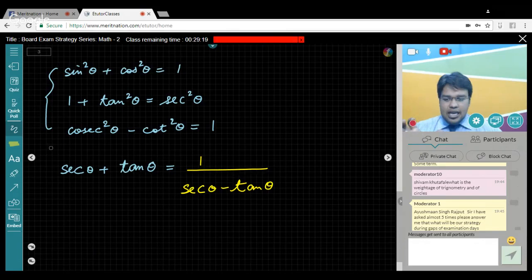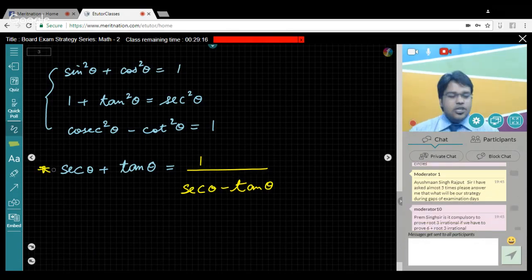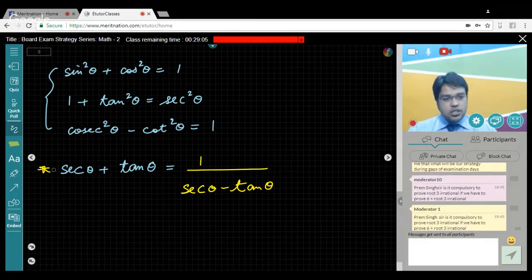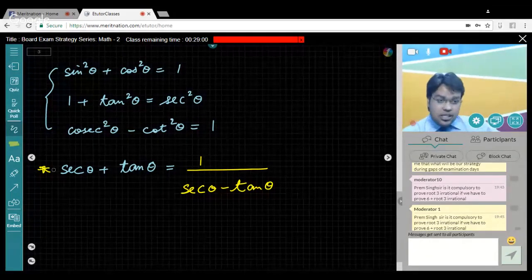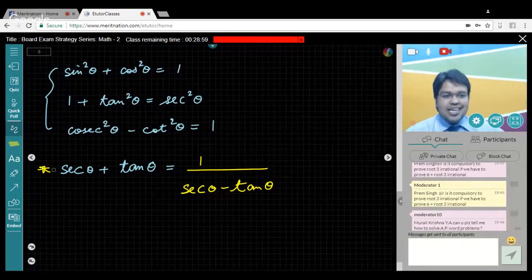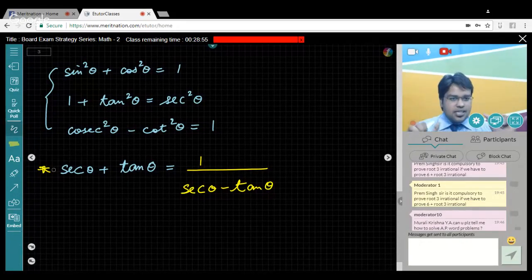So this is a slightly different sort of identity you can form, right? Because if you multiply the RHS with the LHS, you understand it becomes sec square theta minus tan square theta, which is supposedly 1. So in your questions, if you see something like sec theta plus tan theta, and in the RHS you see 1 by sec theta minus tan theta, you know that this is forming an identity.